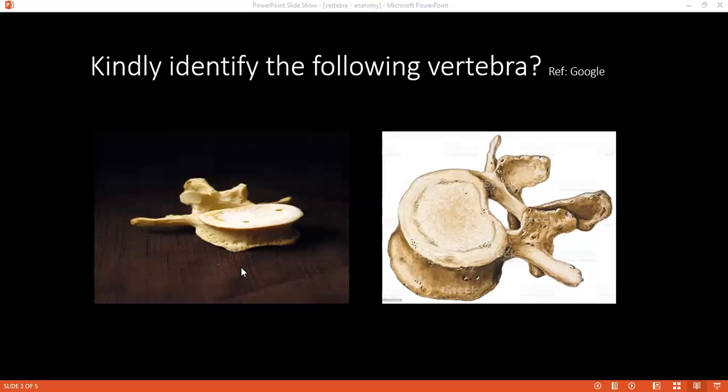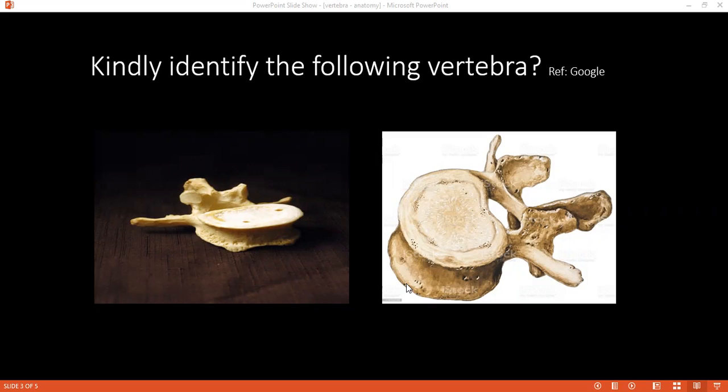Arachnoid mater. Okay. Can you tell me about the anatomy of the intervertebral disc? How is it formed? Ma'am, the disc is composed of two structures. Inner is nucleus pulposus, outer is the fibrous layer, which is annulus fibrosus. Okay. Can you please tell me what type of joint is formed in between two vertebrae? It is a secondary cartilaginous joint.